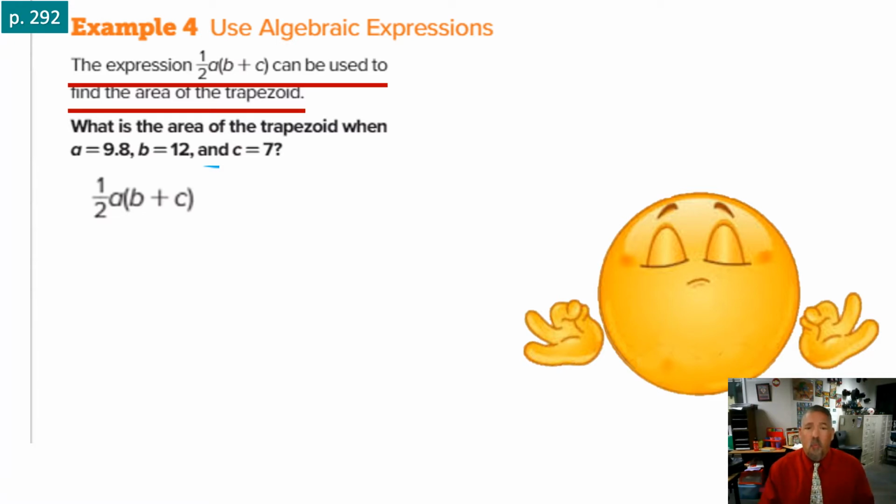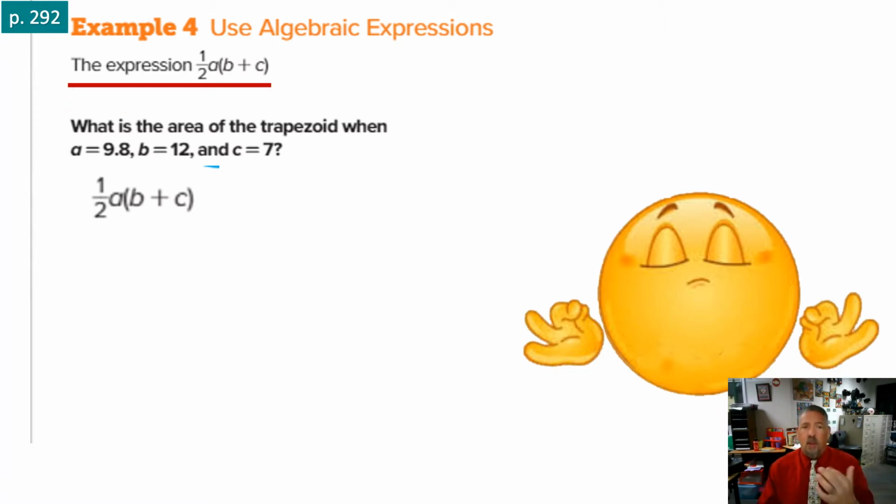All we have is 1/2 times a times, in parentheses, b plus c. And I know that I have three values. All I'm going to do is take the expression and I'm going to solve the answer. That's all I'm doing. Ignore all of the other stuff, relax, breathe, and just plug in the information and solve. I promise you'll be just fine. It doesn't matter what we're doing with the shape or anything else. What matters is that you can do the math, and I know that you can.